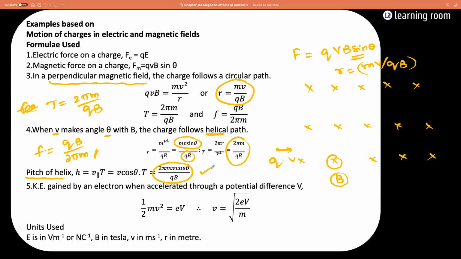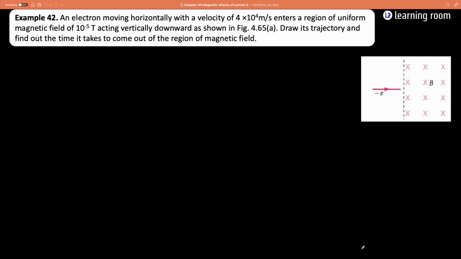Next, what is going to be the kinetic energy gained by an electron when accelerated through a potential difference of V? Half mv square is equal to eV. So the value of v will be root of 2eV divided by m, right? Having this in mind, let's see how to solve this problem.